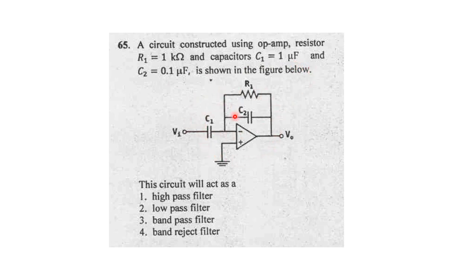Now we are going to analyze what the circuit will act as, whether it will act as a high pass filter or low pass filter or band pass filter or band reject filter. This is a thing we are going to discuss now.